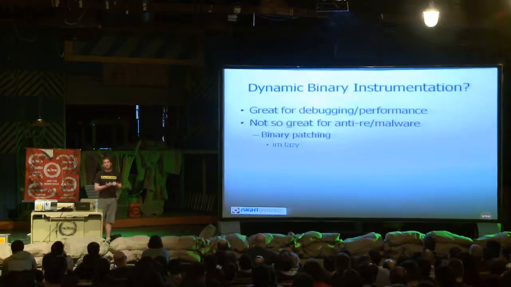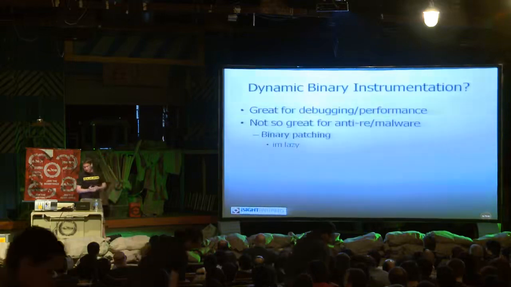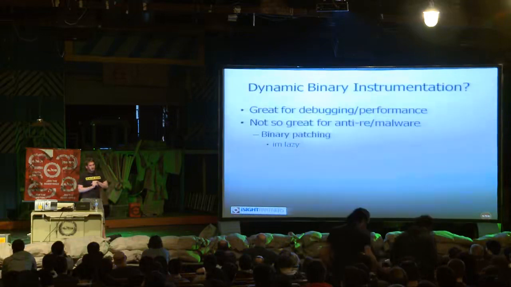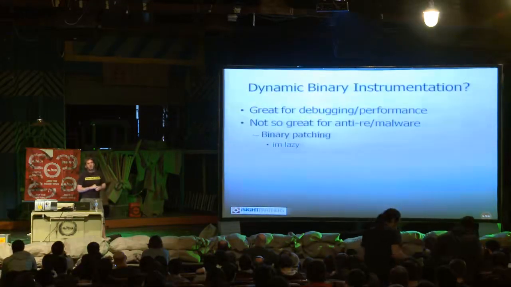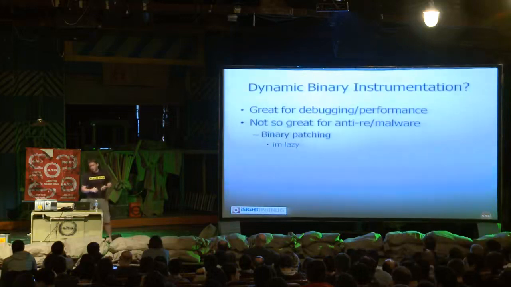It's been around forever. Something like Valgrind, depending on how you say it, has been around for a long time. There's stuff like PIN. There's stuff like DynamoRIO out there that you guys can use. It's all really cool stuff for debugging and performance, for optimizing your code.